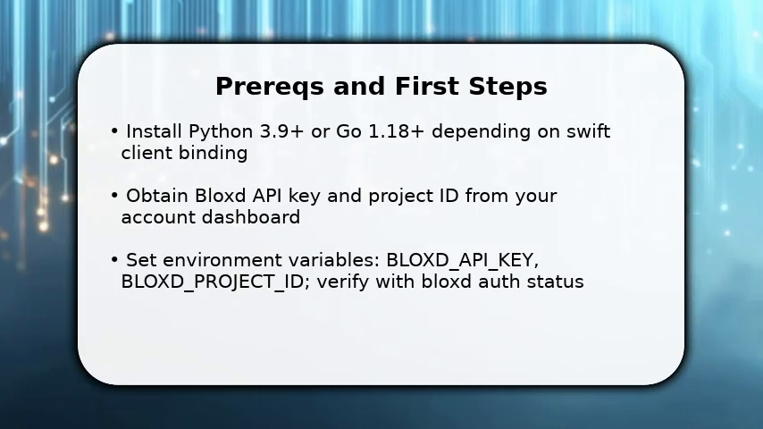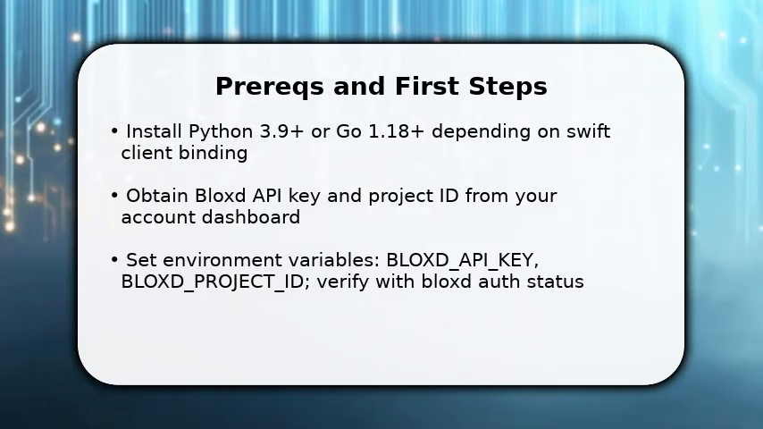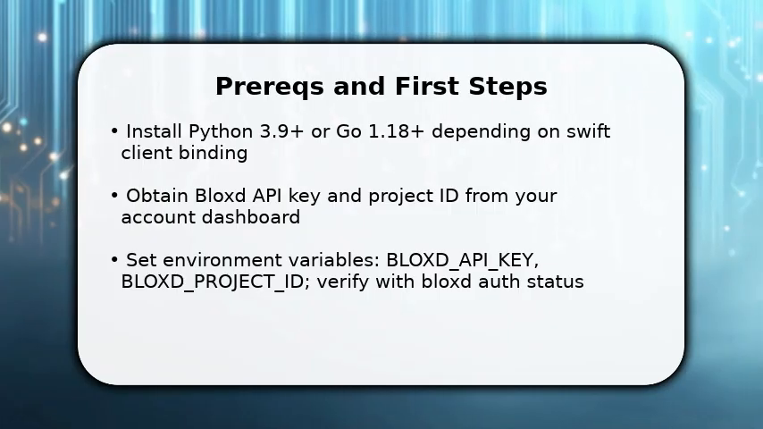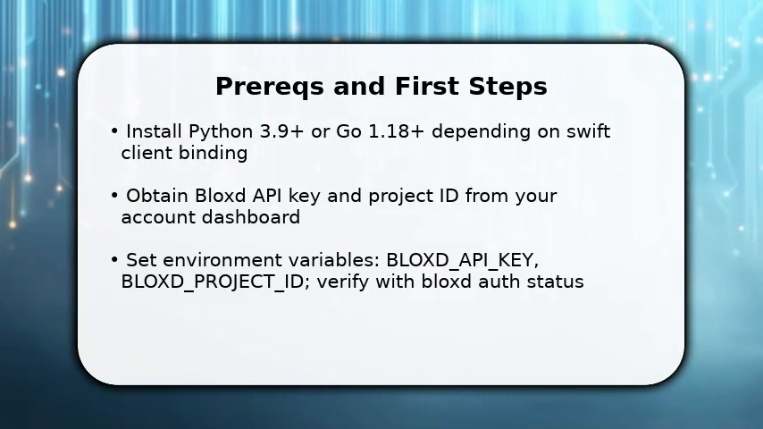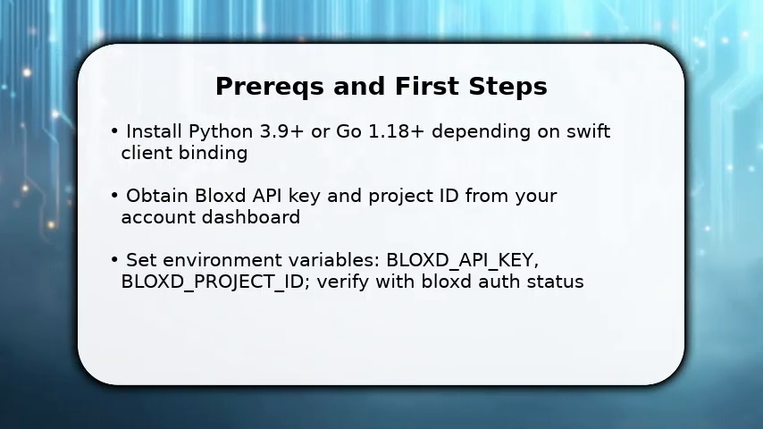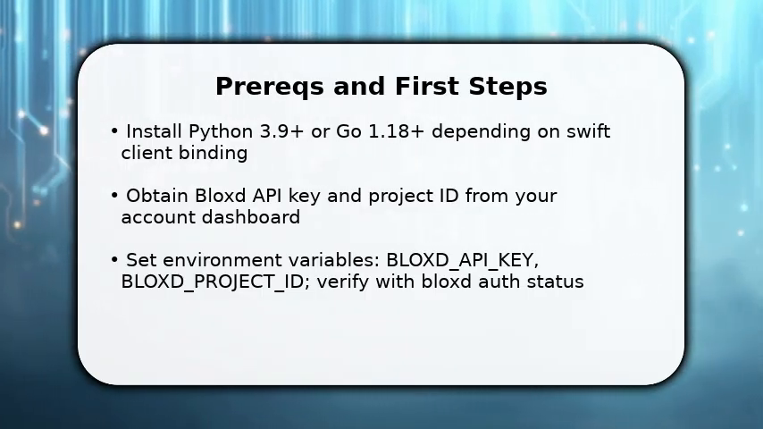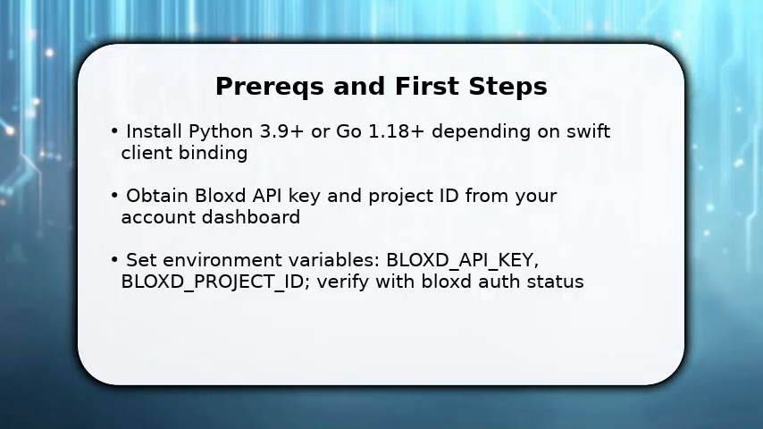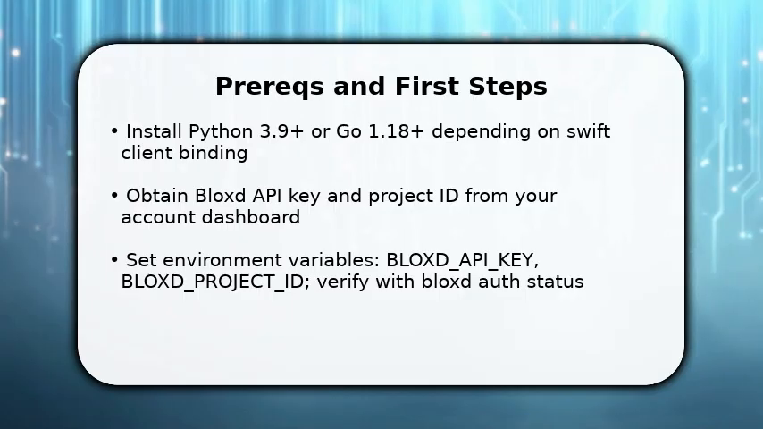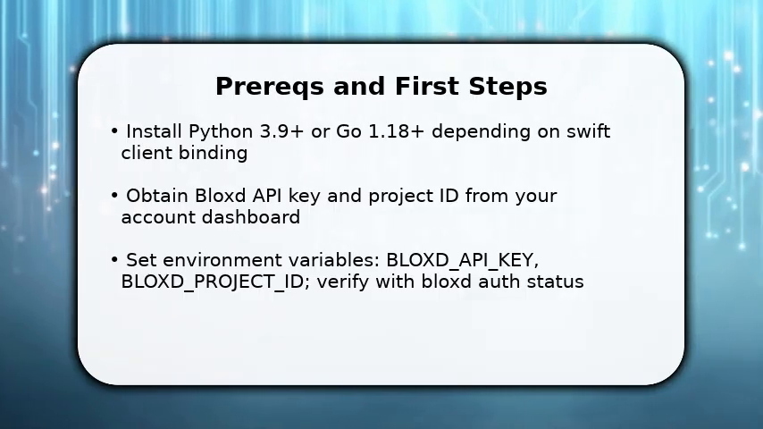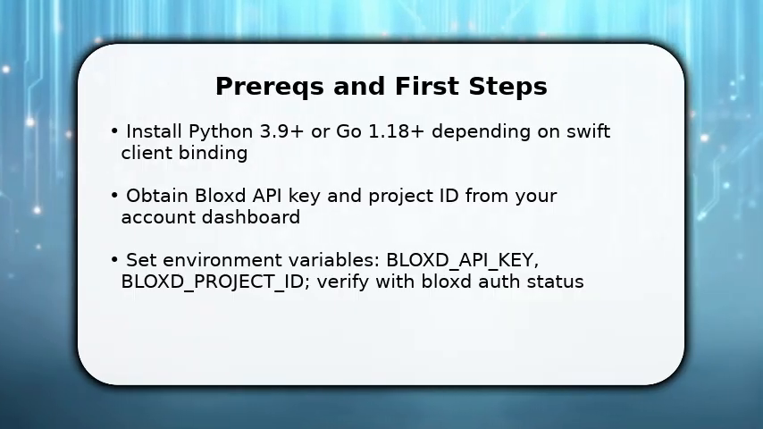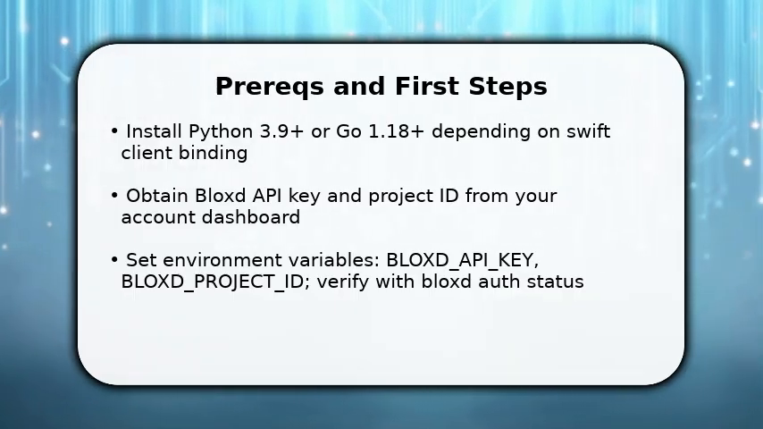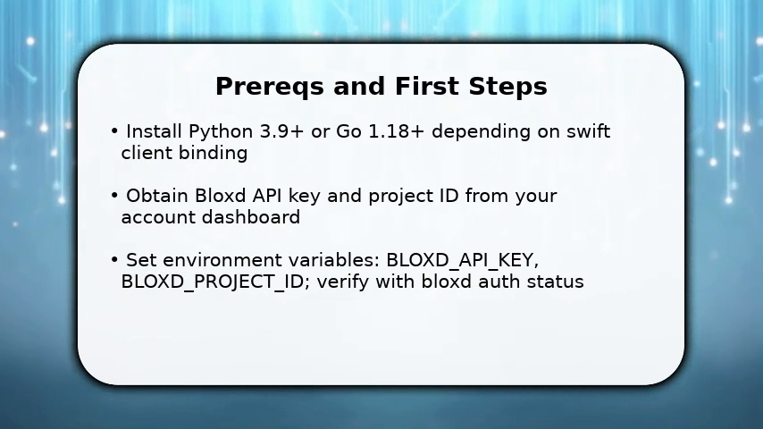You start by confirming prerequisites and then initiate the client. Install the Swift client package for your language, set Bloxed API KEY and Bloxed project ID as environment variables, and verify access with a quick auth call. Once done, create a minimal config object in code with your region and endpoint, then instantiate the Swift client. Make sure to run a simple list containers call to confirm connectivity before moving on to object operations.